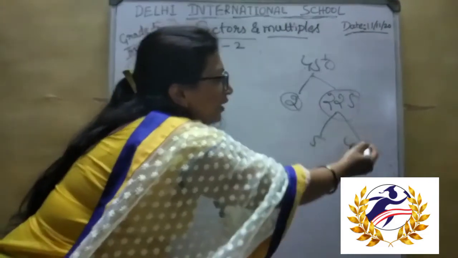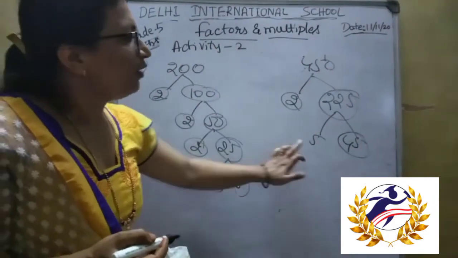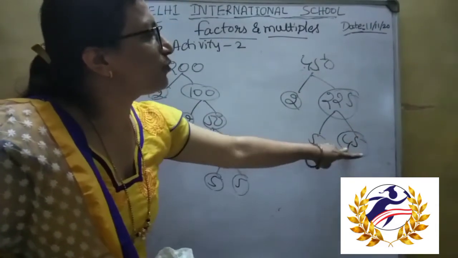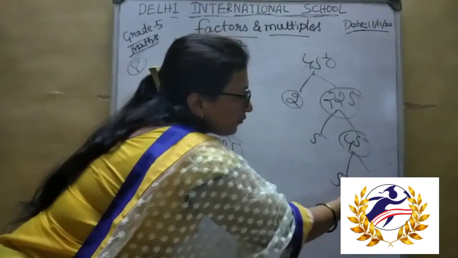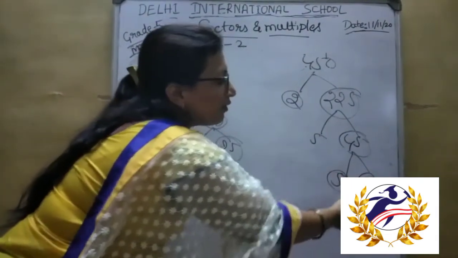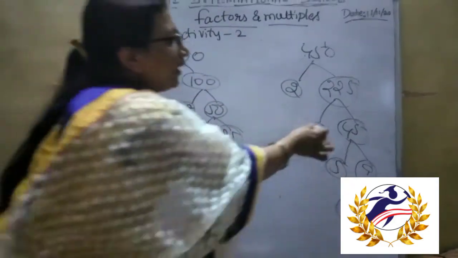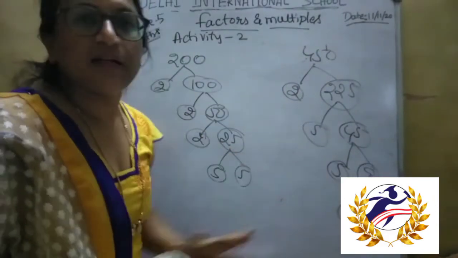5 fours are 20, 5 fives are 25. So 5 45s are 225. 5 fives are 25, 2 carry, 5 fours are 20, 20 plus 2, 22. In the same way, 5 nines are 45. So then again 3 threes are 9. So I got the prime factorization by factor tree method like this.